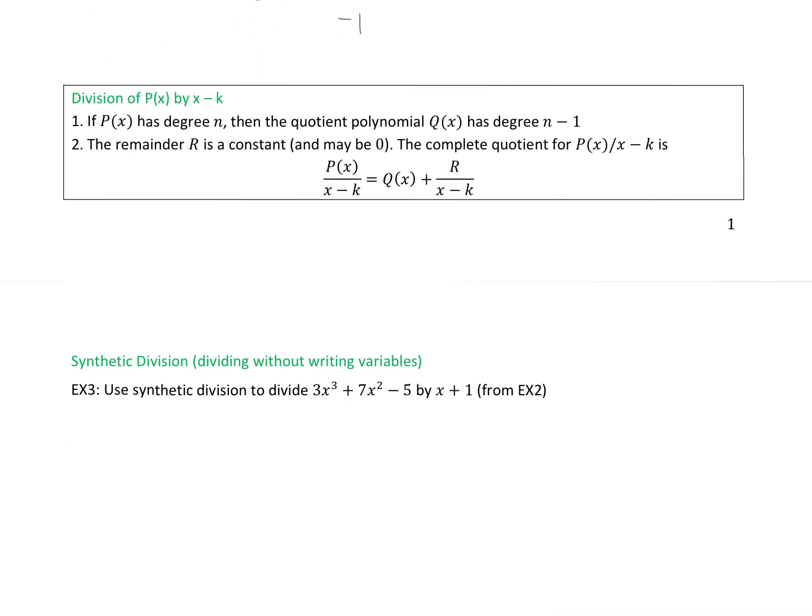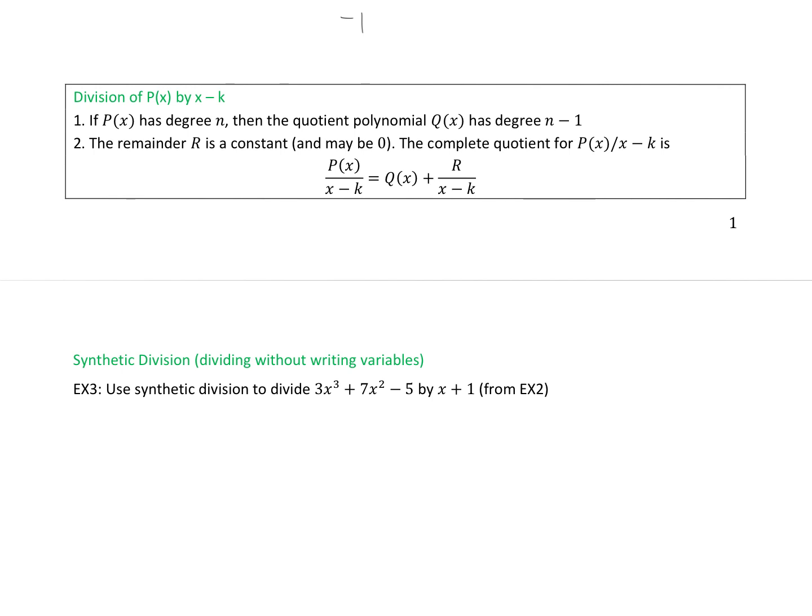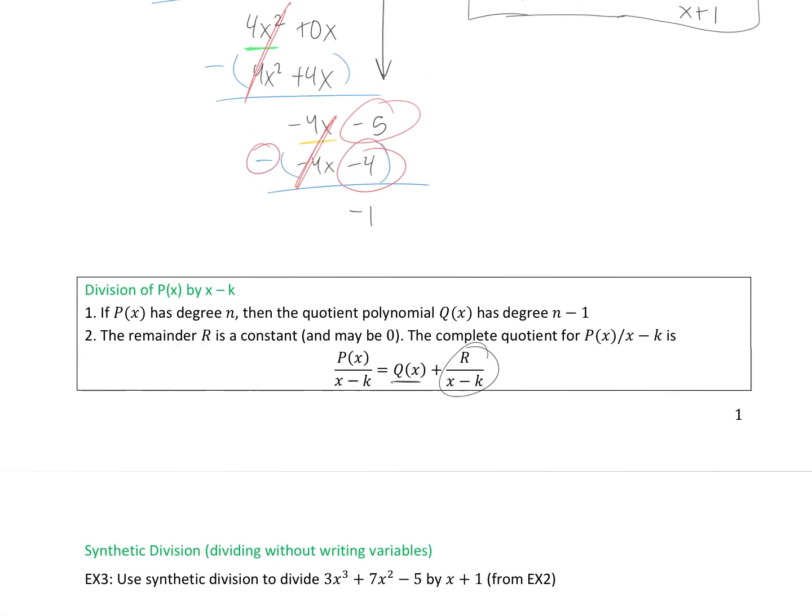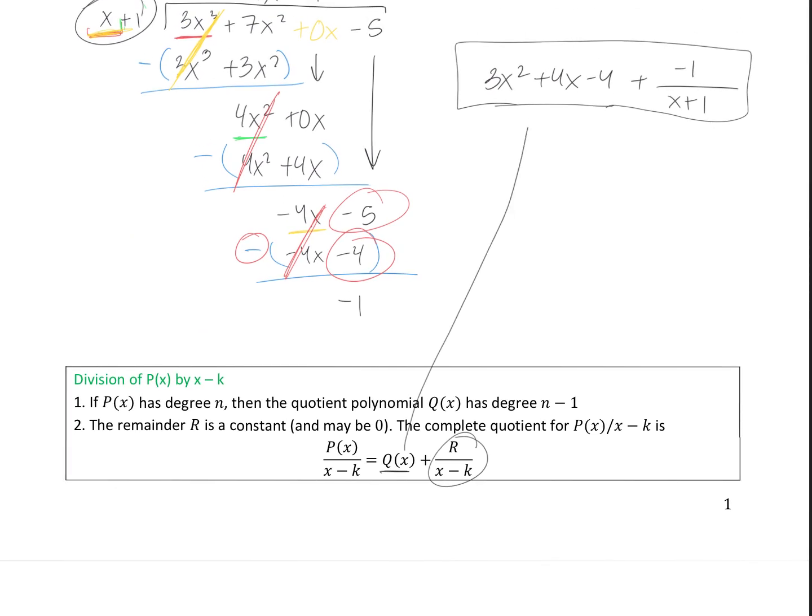All right, so division of p of x by x minus k. If p of x has degree n, then the quotient polynomial has degree n minus 1. So again, when we're dividing, the degree should go down. The remainder r is a constant, maybe 0, and the complete quotient for p of x divided by x minus k is our quotient plus the remainder over our divisor, which I did up here. So again, the quotient plus the remainder divided by the divisor.